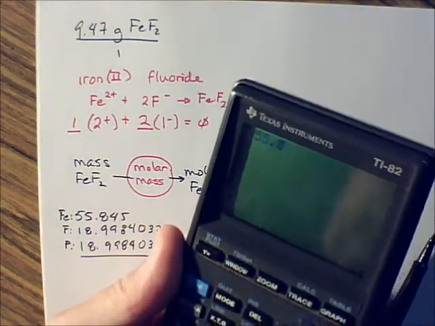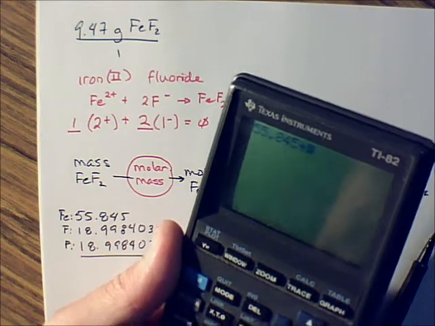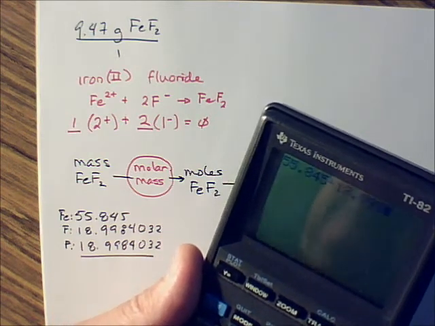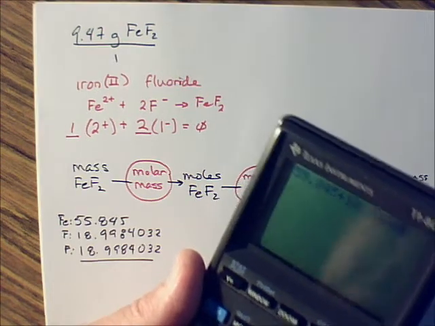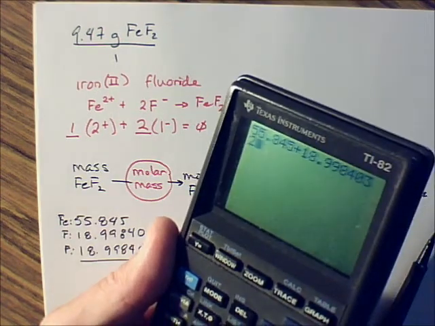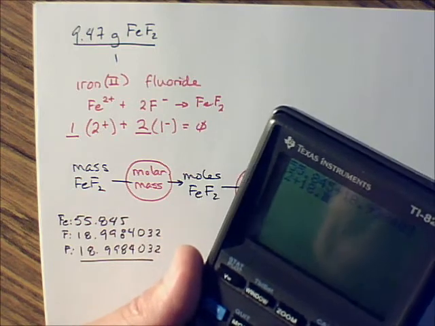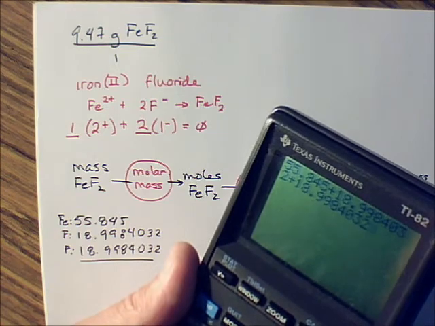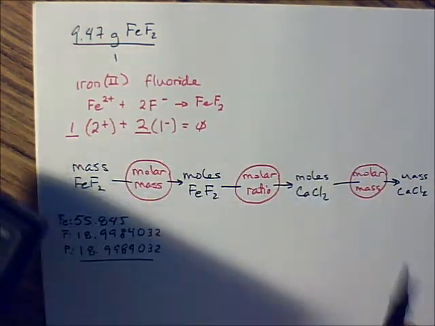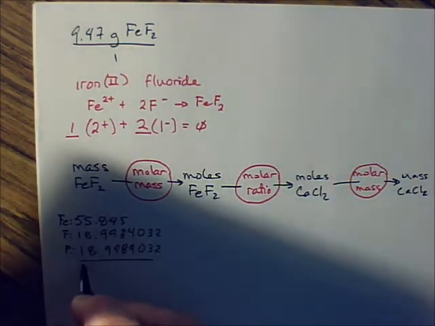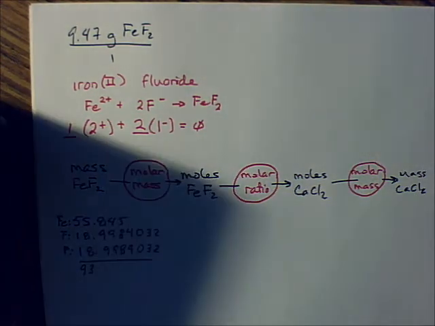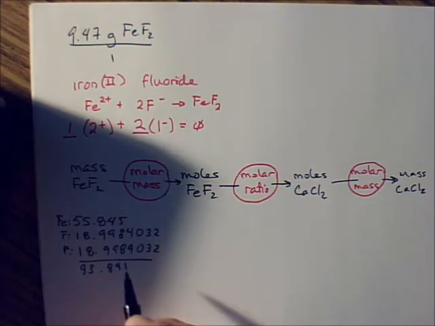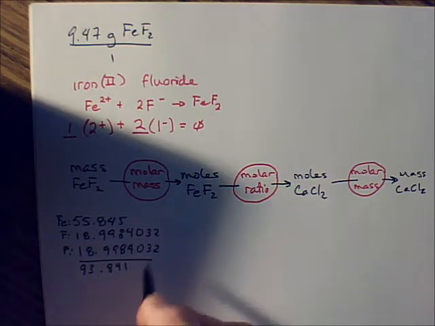So 55.845 plus 18.9984032 plus 18.9984032. Okay, and I get 93.8418064.